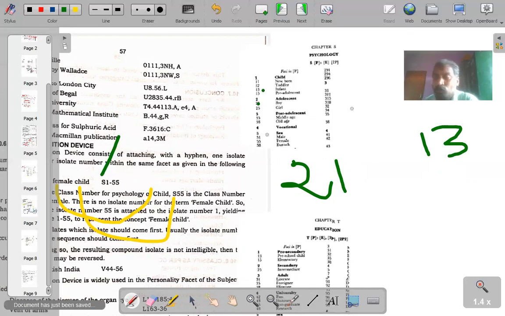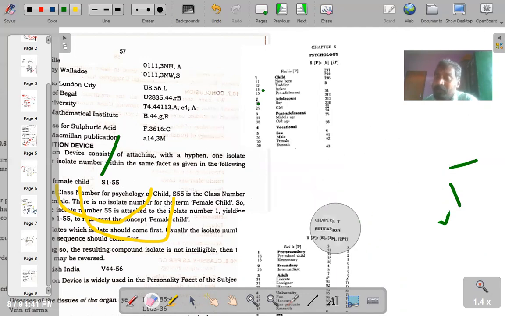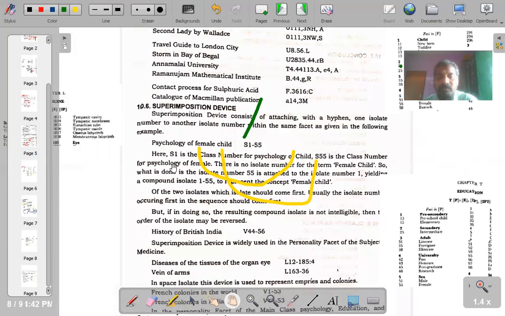How to create it? Two numbers are there. I'm going to put a hyphen in between. But which number should come first? The small number should come first. So 21 hyphen 13 is not the correct answer. 13 hyphen 21 becomes infant boys. So this way you can use the superimposition device, taking two personalities and separating them with a hyphen. Okay, fine, that was psychology of female child. Let me show you another example.